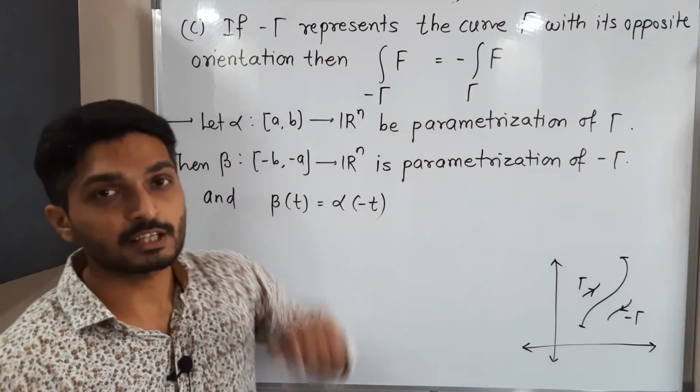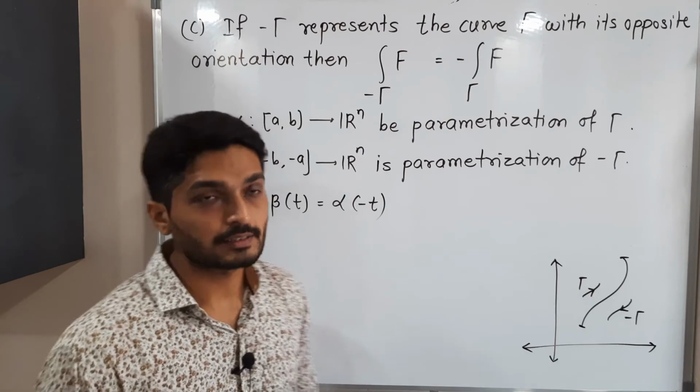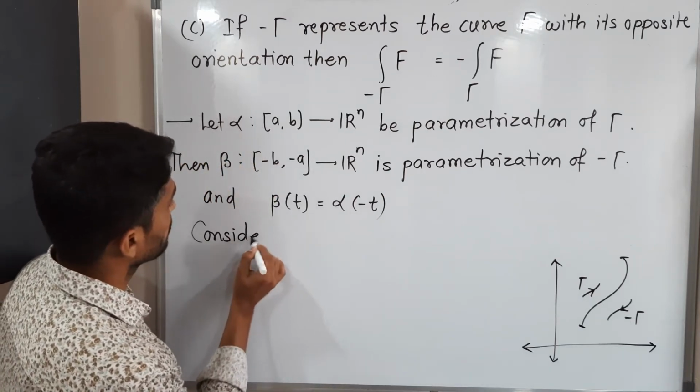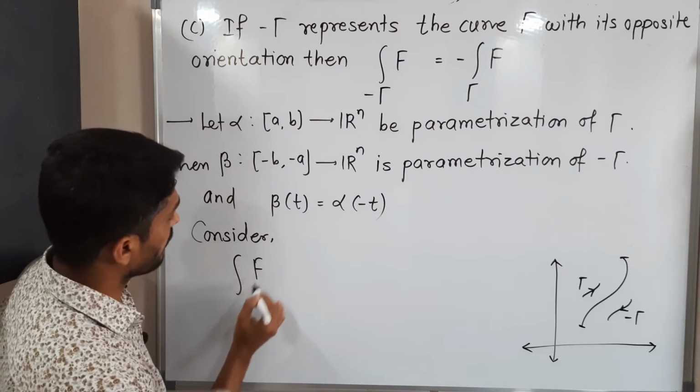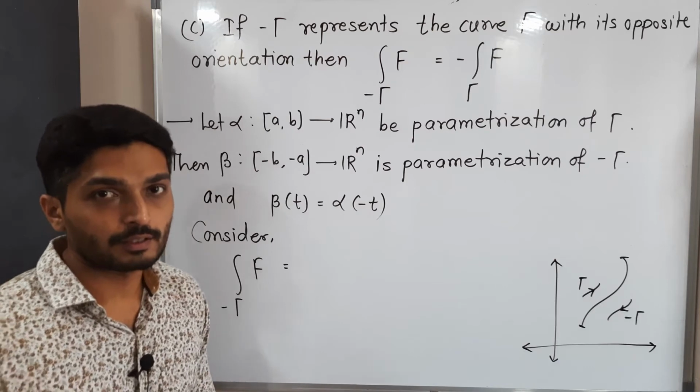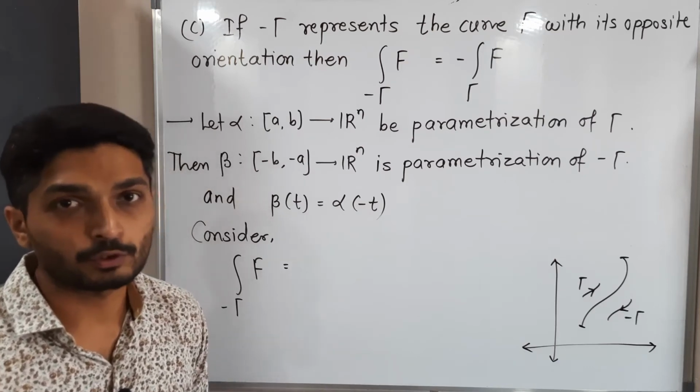I will start with the left hand side and try to bring the right hand side. Okay, so consider the integration of f over minus gamma. You know the definition of the line integral of a vector field. I'm going to follow the same.